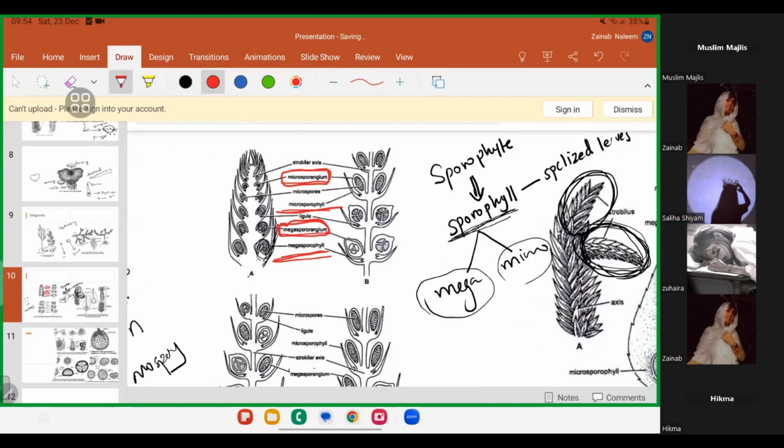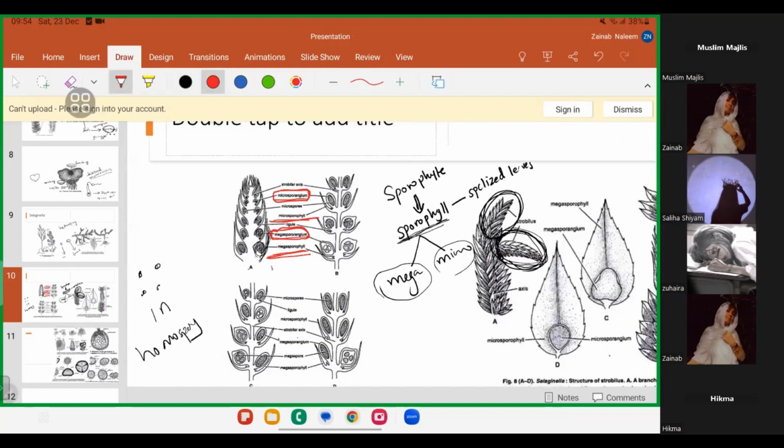The megasporangium produces the megaspore. The microsporangium produces the microspore. Morphologically, these are two different types of spores, so we call it heterospory. The megasporangium produces four large megaspores.